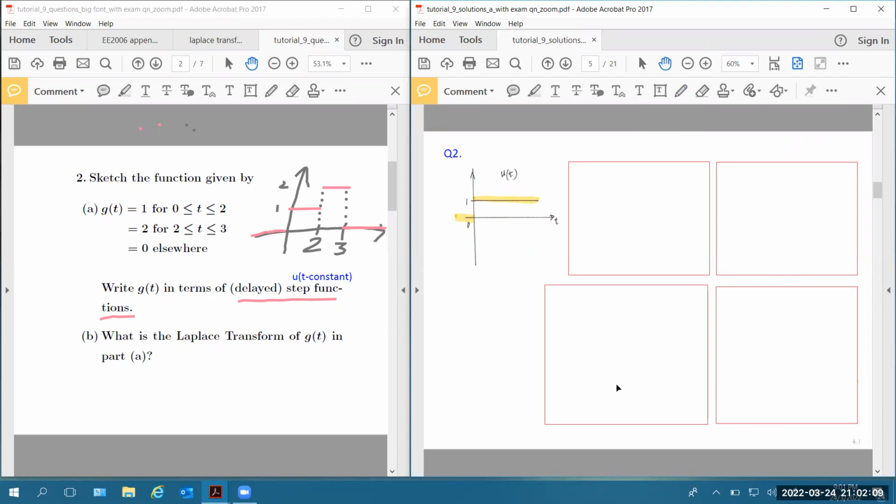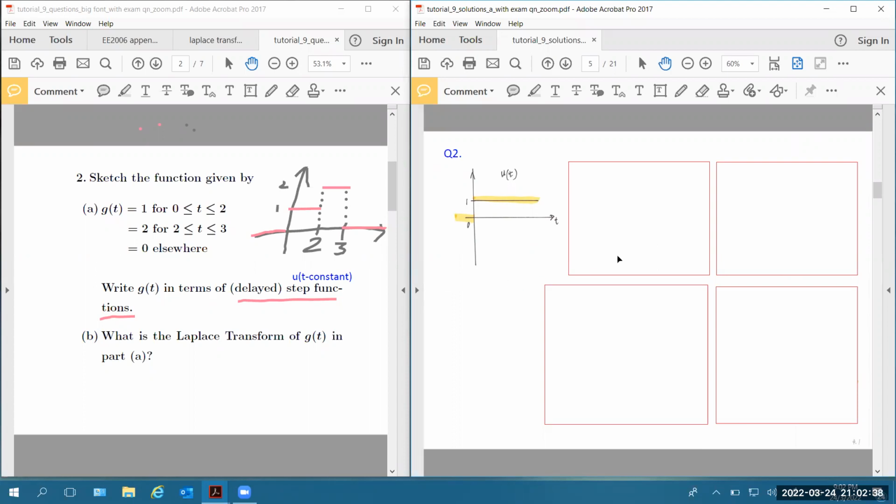Looking at this graph, you already see that you get this part, and this is 1. Just that this one continues forever, which you don't want. You want it to go up to 2 for t greater or equal to 2.